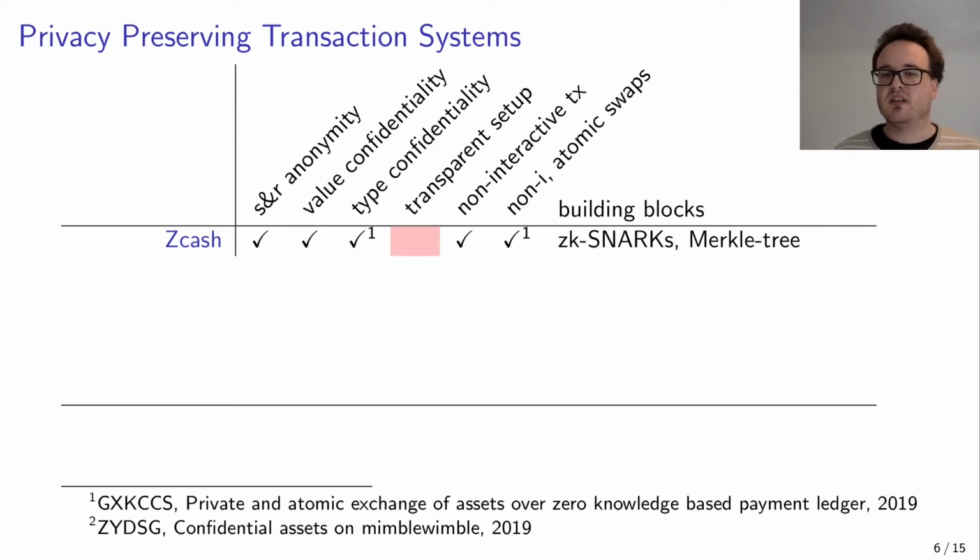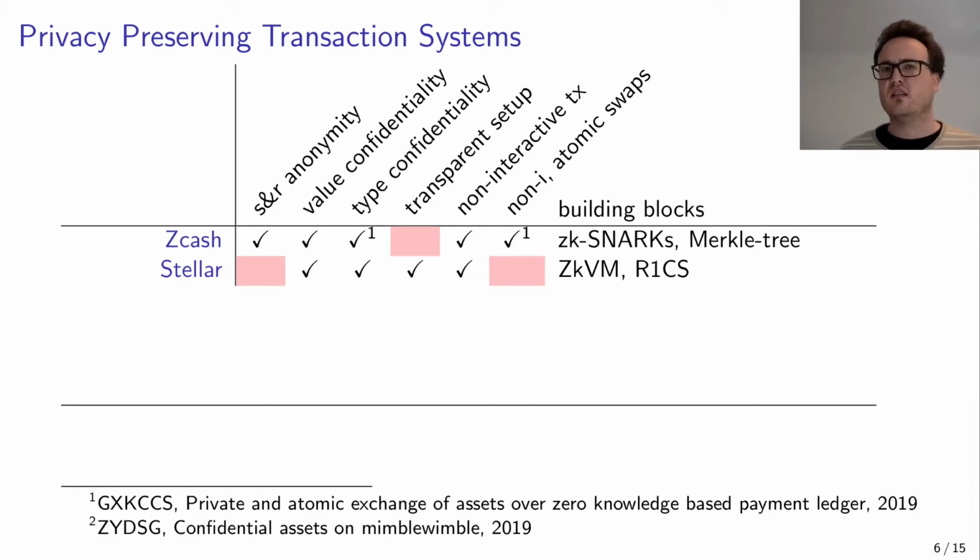One of the most prominent privacy-preserving transaction systems is Zcash, which achieves everything except the transparent setup. Then we have Stellar, which defines that any transaction which is representable as a rank 1 constraint system can be performed, and it works on committed values, so even type and value confidentiality is achieved. However, they don't have any notion of sender or receiver anonymity.